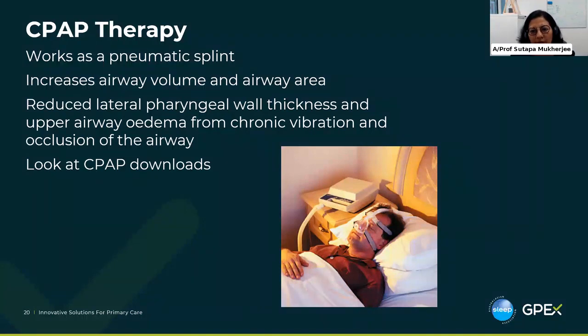And the nice thing about CPAP nowadays is that you can actually get downloads from the machines from your CPAP provider, which will give you quite clear information about whether your patient is using the device, whether the apnea-hypopnea index is controlled, and whether there is a lot of leak from the mask. So a CPAP download is not the same as a sleep study with the CPAP on, but it does give you quite good information about how the patient's going with the therapy.